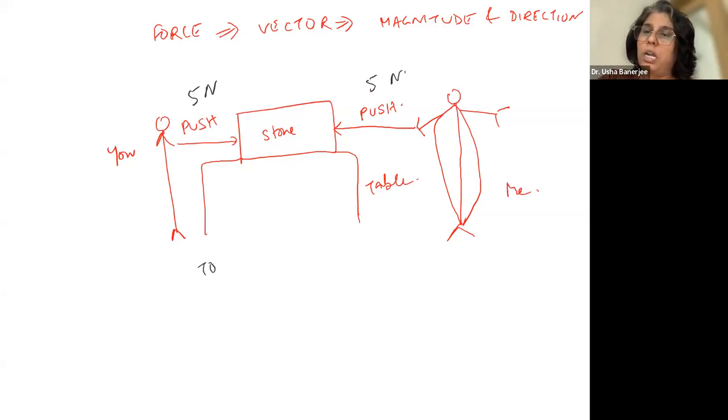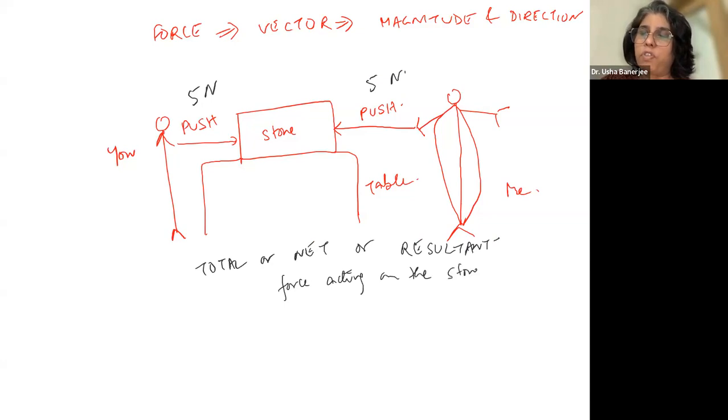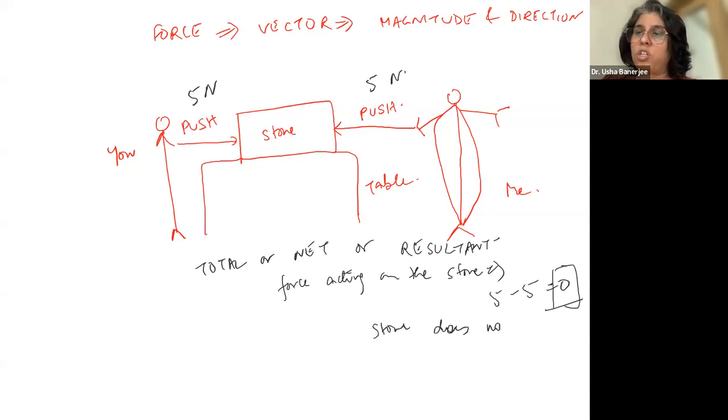So the total or net or resultant force acting on the stone because of you pushing and me pushing is 5 minus 5, 0 Newton. So the stone does not move. Understand, this is case number 1.